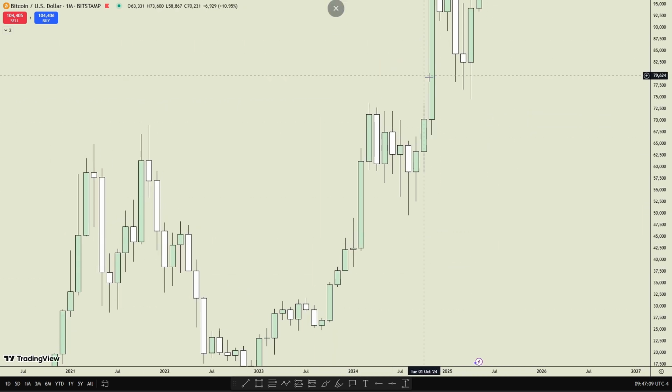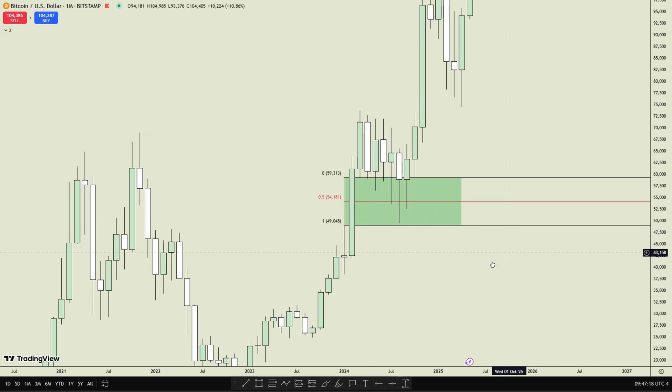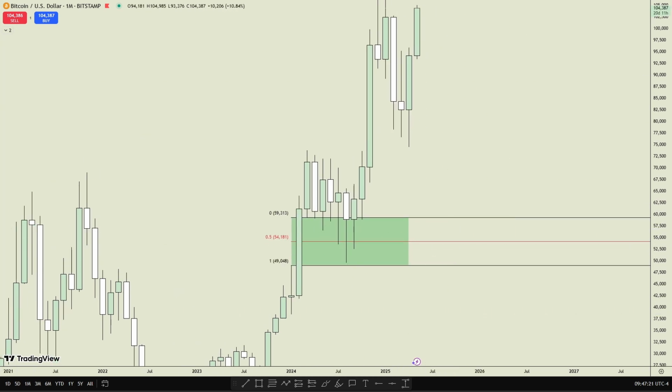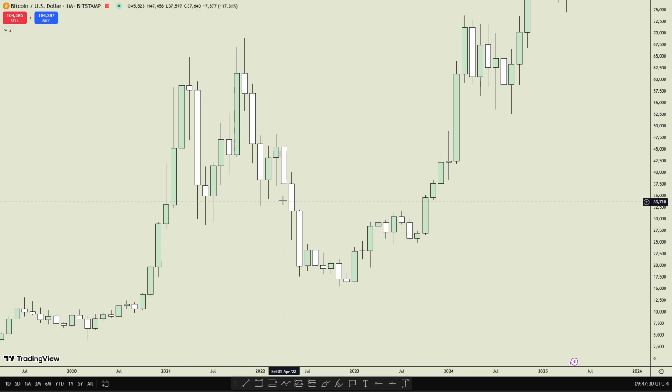Again, right here, I've just gone over this fair value gap. We have the exact same thing here with this fair value gap, consequent encroachment being respected, and we've had our bullish move higher. Now, what do we have here? We have our bearish fair value gap.